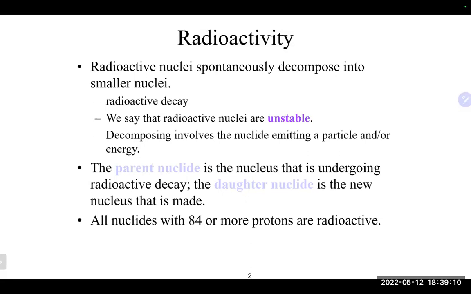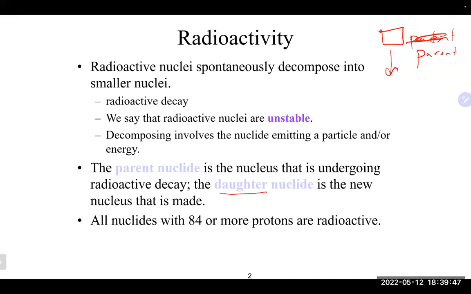Radioactive nuclei spontaneously decompose into smaller nuclei. That is basically radioactive decay. If something does go through that, obviously it is unstable. Typically, wherever it starts from, if it does decay, the original guy is sometimes referred to as the parent. And the one that is formed as a result of that decay process is what is referred to as the daughter nuclide. Nuclei is like the nucleus we talk about.